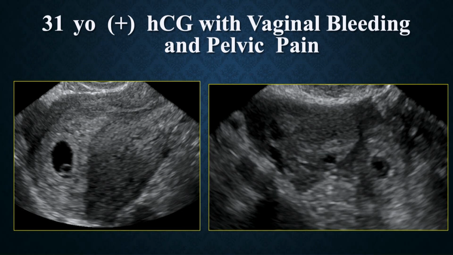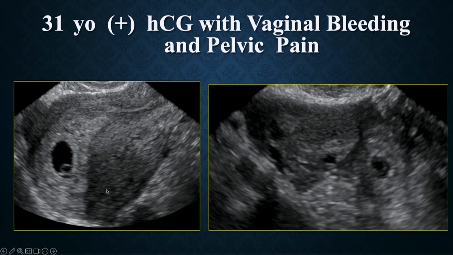All right, a couple of other things that you may or may not see. 31-year-old, positive HCG, vaginal bleeding and pain, and look at the uterus. Well-defined gestational sac. We can see the yolk sac, little embryo there. Are we done? Well, not exactly. Didn't really explain the vaginal bleeding and the pain yet.